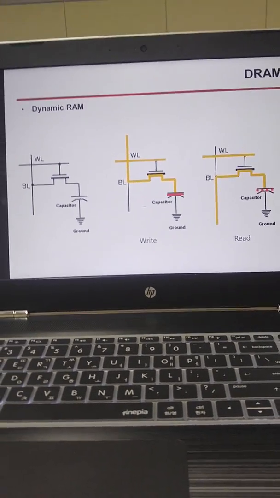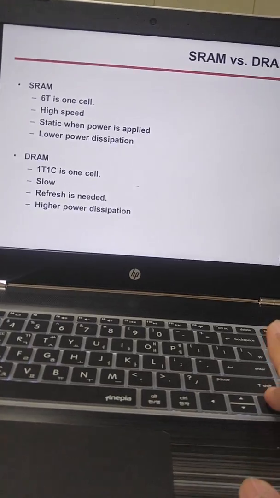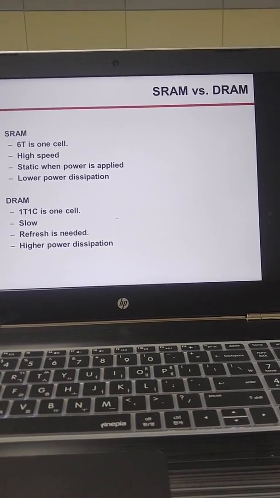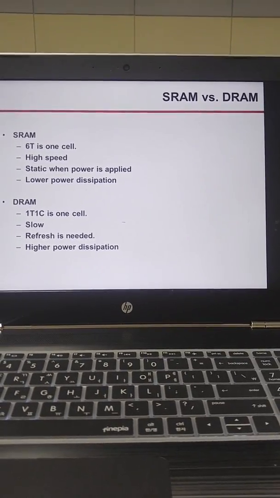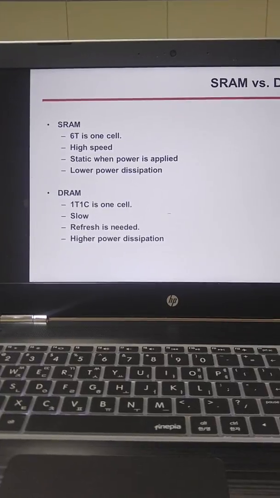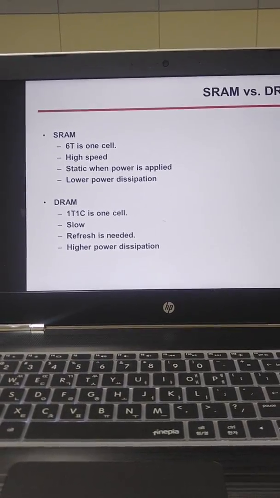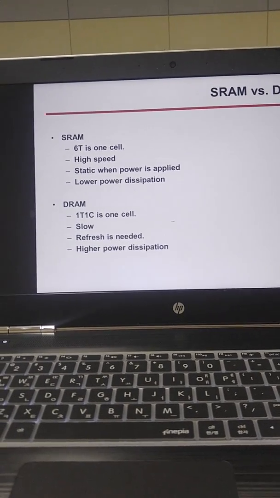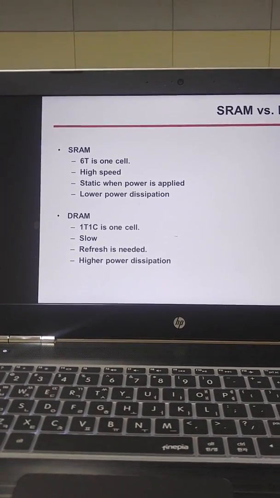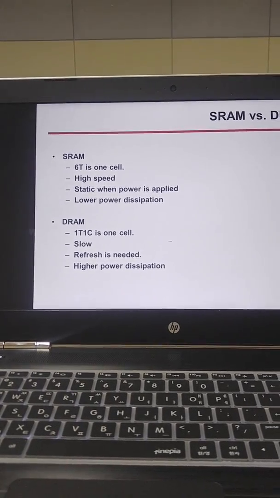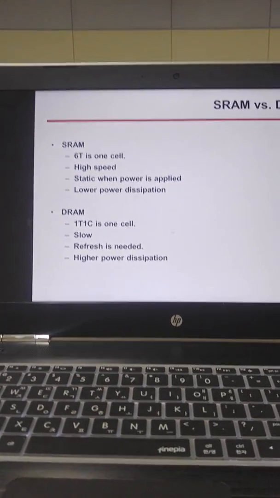To summarize, SRAM is a 6T cell and has high speed, is static when power is applied, and has lower power dissipation. For DRAM, its structure is 1T, 1C per cell. Each operation is very slow and we have to refresh frequently, and it also has higher power dissipation.